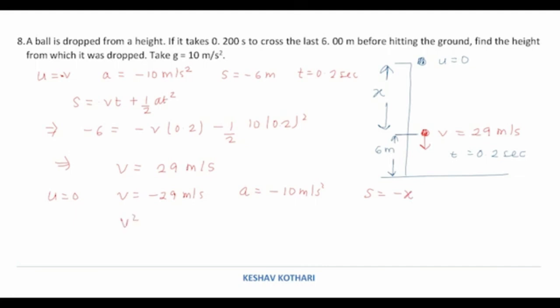So we can write an equation v square equals u square plus 2as, and we obtain something like this, that v square, that is 29 squared, is equal to 2 into 10 into x. So from here we obtain x equals 29 squared by 20, which is equal to 42.05 meter. So the total height from which the ball was dropped is 42.05 plus 6 meter. So we obtain it as 48.05, or we can approximate as 48 meter.